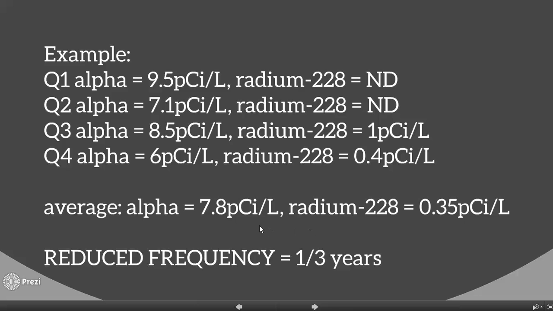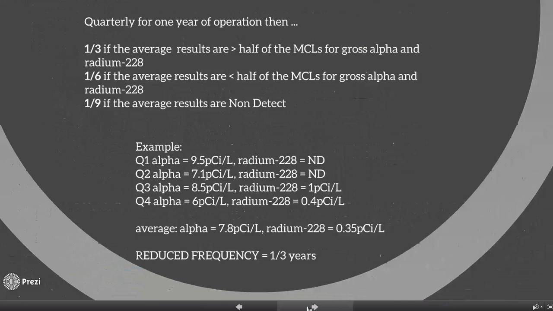So the reduced frequency for this source is now the radionuclide samples are due once every 3 years. So feel free to double check your data. Call me on the phone. We'll go over it together and we'll make sure that you're on the right reduced sampling for your source.